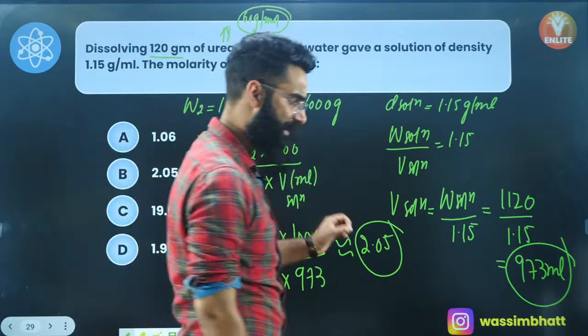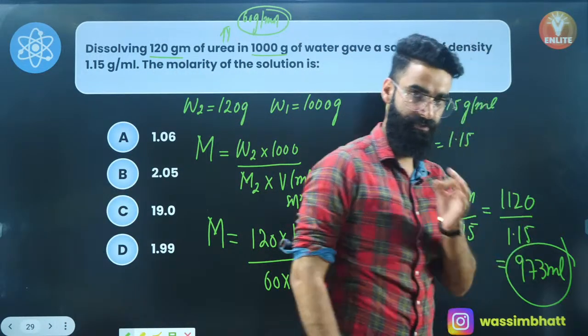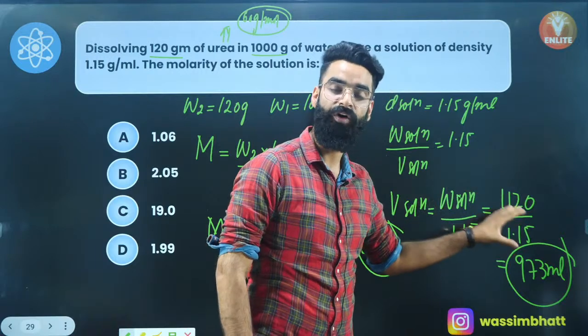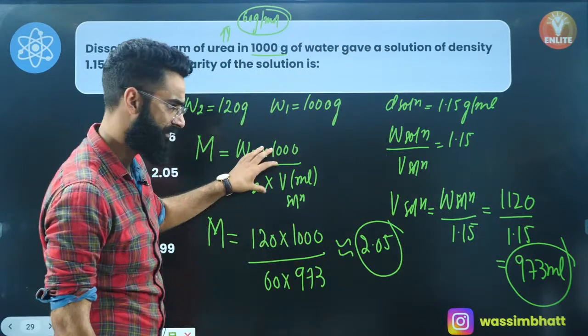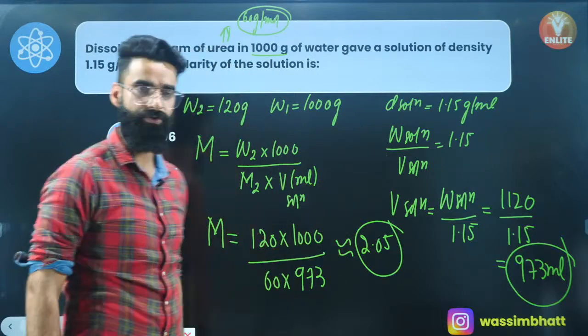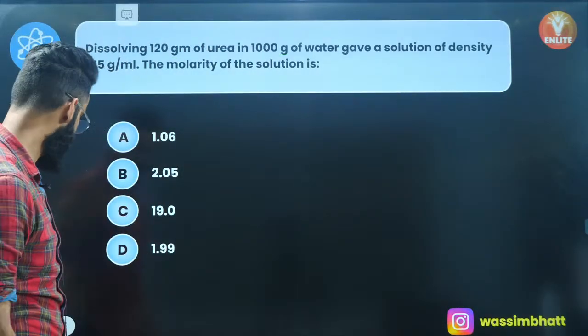I hope you exactly got to know how I solved this question. By using the density result, I calculated the volume of solution, and after getting the volume of solution in milliliters, I used it in this expression. Rest all the terms were given to me. I calculated the molarity of the solution. Right, people? Perfect.